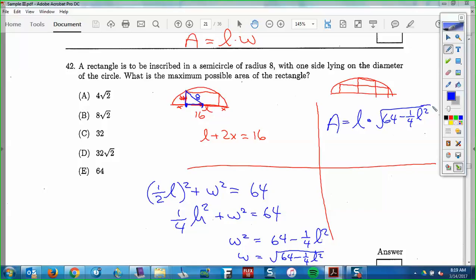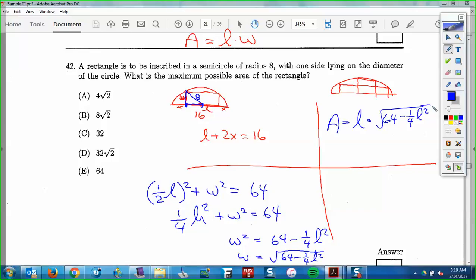What do you got? 11.317. The y value? No, the y value. See, you want the y value. It says, what's the maximum possible area of the rectangle? So if you graph this, you're looking for the biggest area, right? Now, where did it happen? That'd be the 11 point whatever, which I think would be 8 square root of 2, right? So I think if you do the derivative, set it equal to 0, solve, you get 8 square root of 2. Okay, so you gotta be careful.